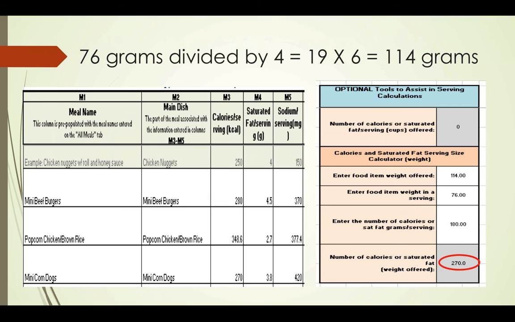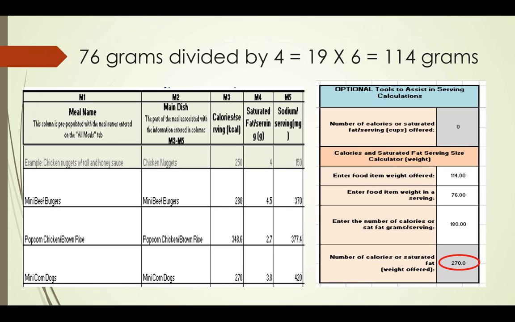By looking at the label, we see that the first step will be to find the weight for 6 mini corn dogs. First, take 76 grams for a 4 mini corn dog serving and divide it by 4, which equals 19 grams. Times it by 6 corn dogs to be offered with this meal. This equals 114 grams for 6 mini corn dogs.